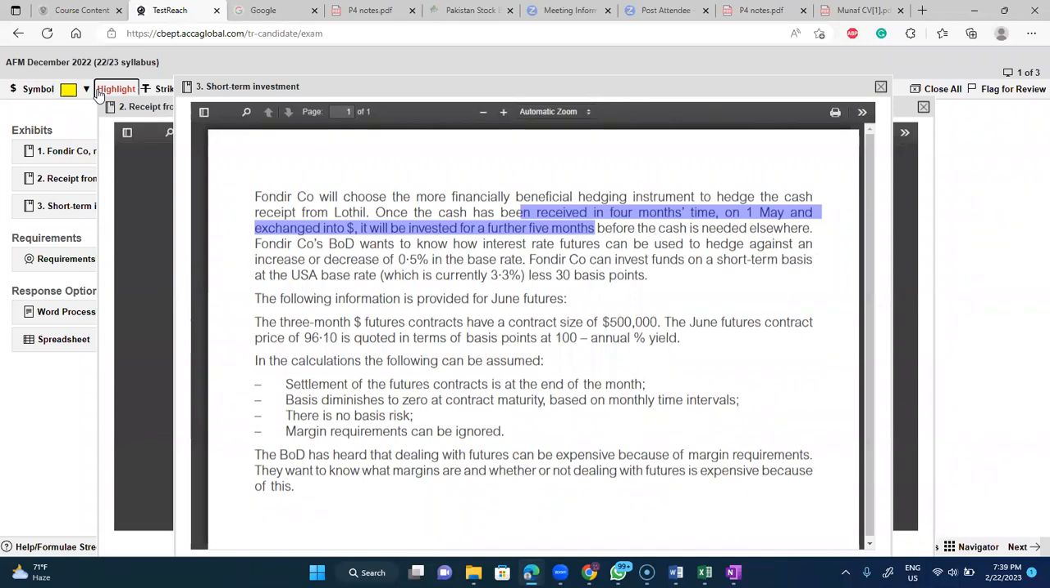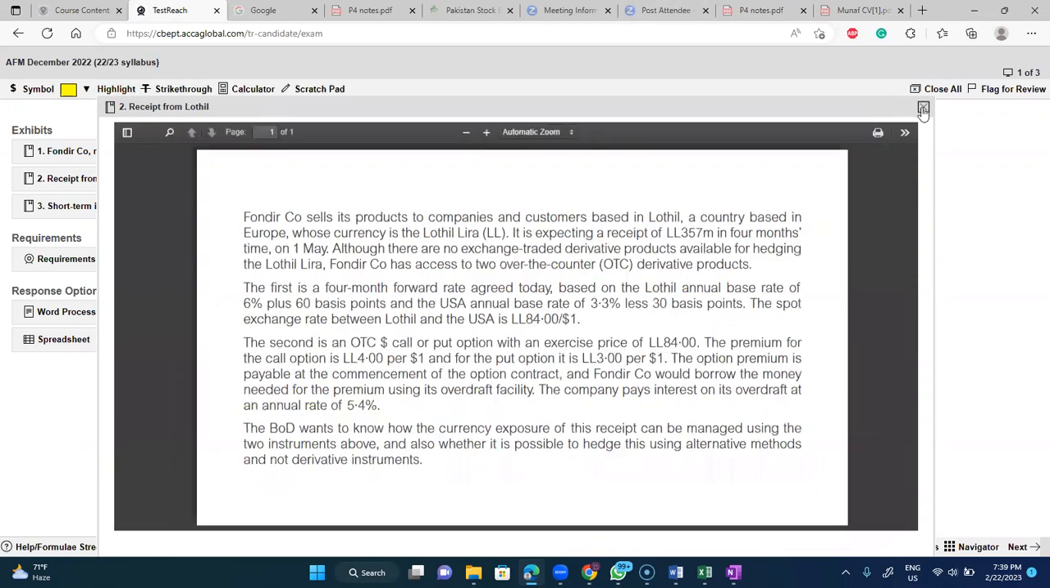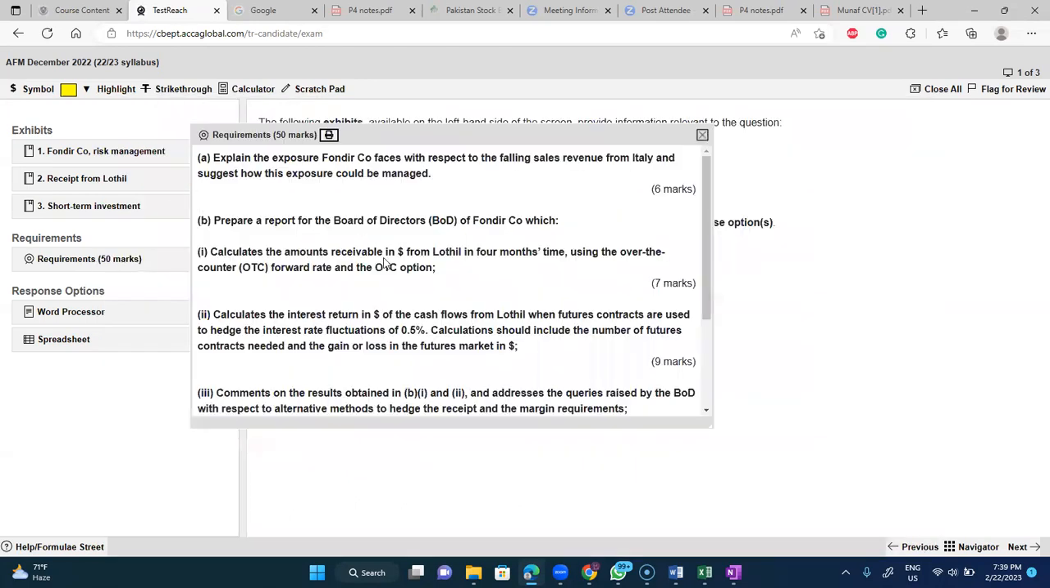The board has heard that dealing with futures can be expensive because of the margin requirement. Is dealing with futures expensive? No. Margin is very little compared to the whole transaction. They want to know what margins are and whether or not dealing with futures is expensive because of this. So we need to discuss this, obviously. So let's discuss all the parts one by one. Let's discuss the very first part.